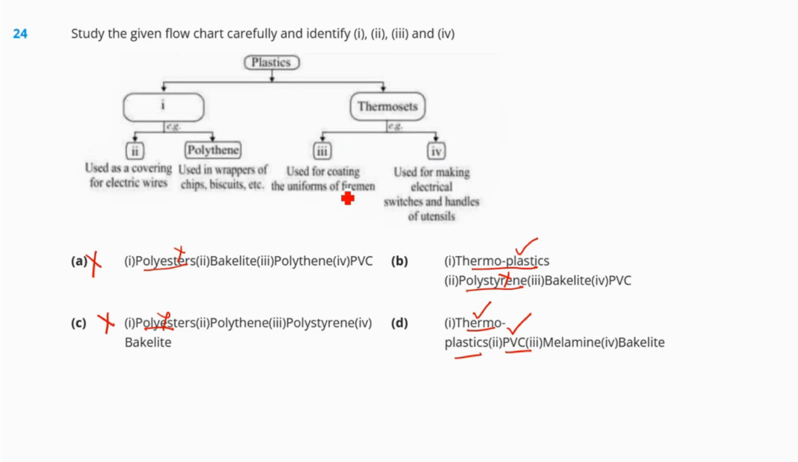Thermosets, 3 and 4. 3 is used for coating the uniform of firemen. This is melamine. So this is correct. And used for making electrical switches and handles of utensils, that is bakelite. This is correct. So our correct answer is option number D.